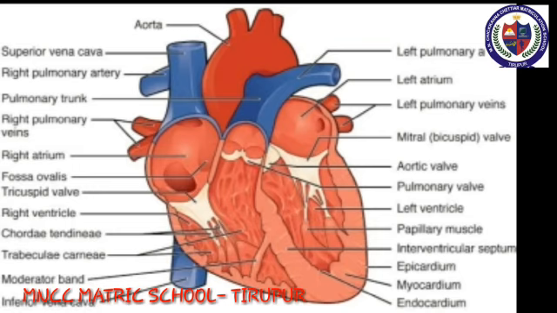Semilunar valve. The major arteries, the pulmonary artery and aorta, which leave the heart, have semilunar valves which prevent backflow of blood into the ventricles. They are the pulmonary and aortic semilunar valves.